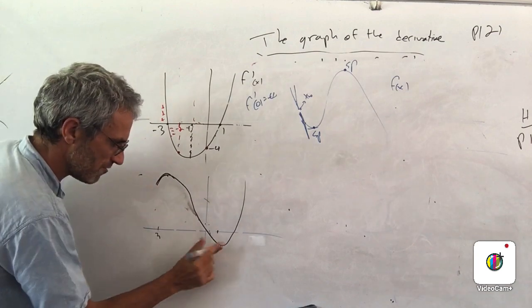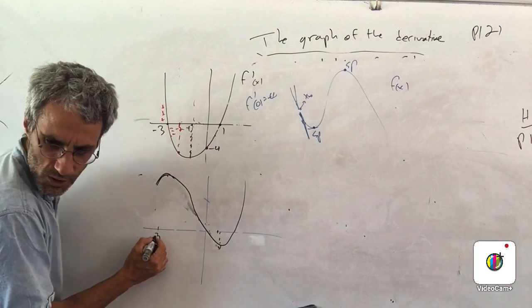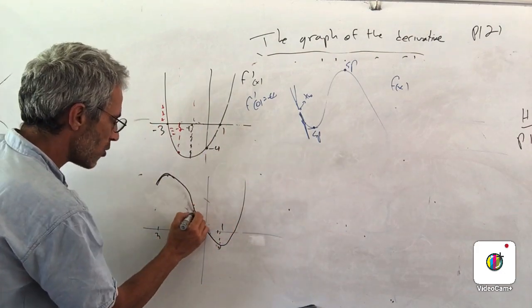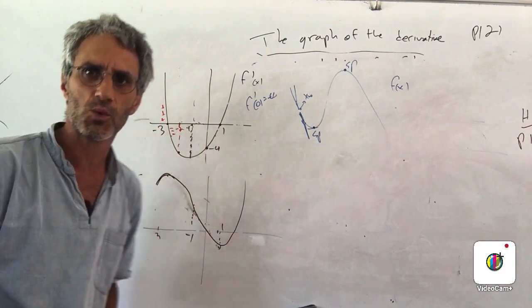Now I just need to put the values again, because I erased them. This was 3. This was 1. That's a stationary point. And the point of inflection, as we found out, was -1.